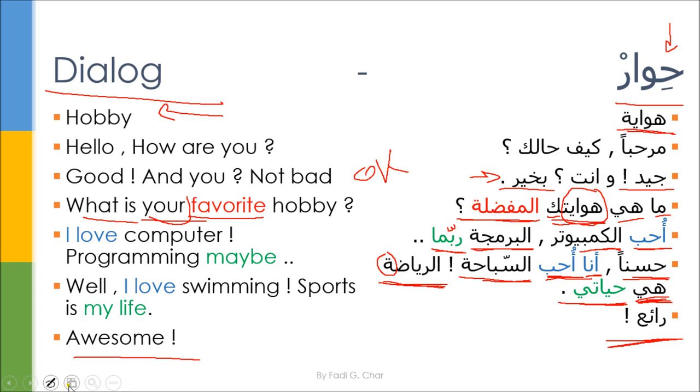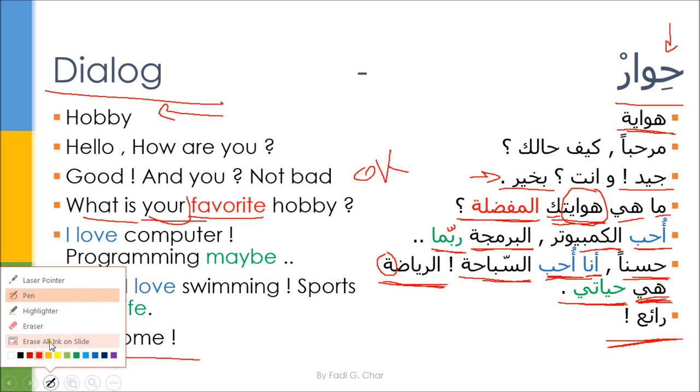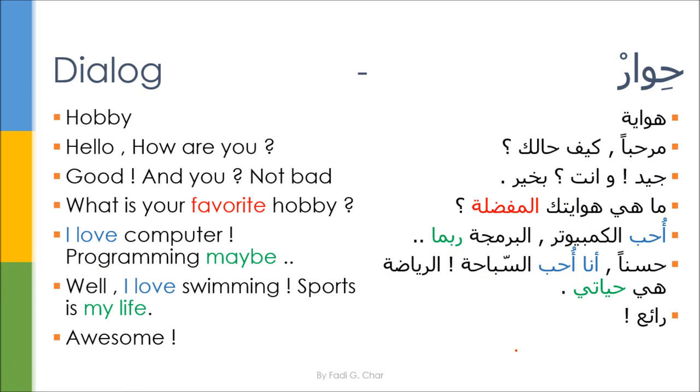So first of all, let me erase all the ink here so you can have the chance to read that again. So هواية is a female. مرحبا, كيف حالك? جيد. وأنت؟ بخير. ما هي هوايتك المفضلة؟ أحب الكمبيوتر. البرمجة ربما. حسنا، أنا أحب السباحة. الرياضة هي حياتي. رائع. That was all about the first slide, and now is the time to move to the second slide.